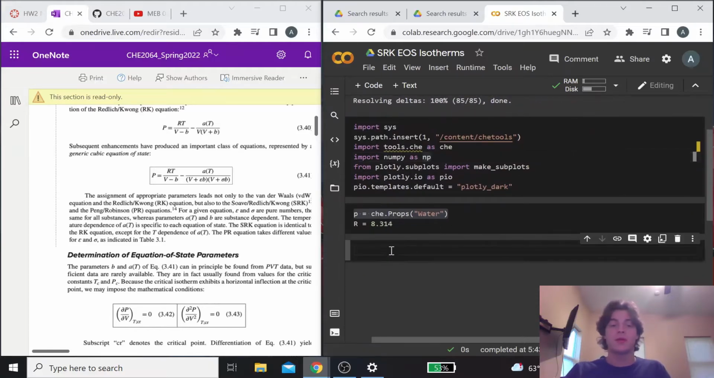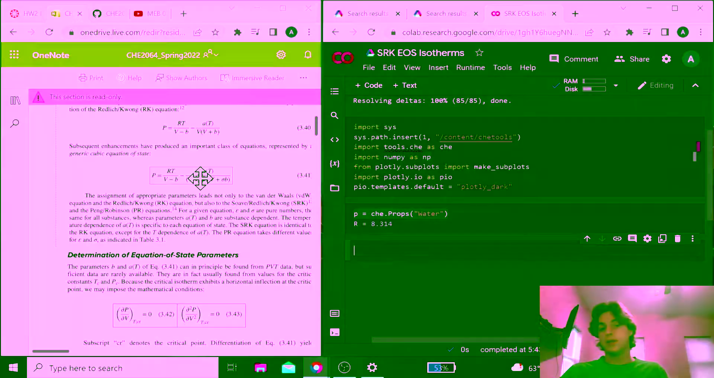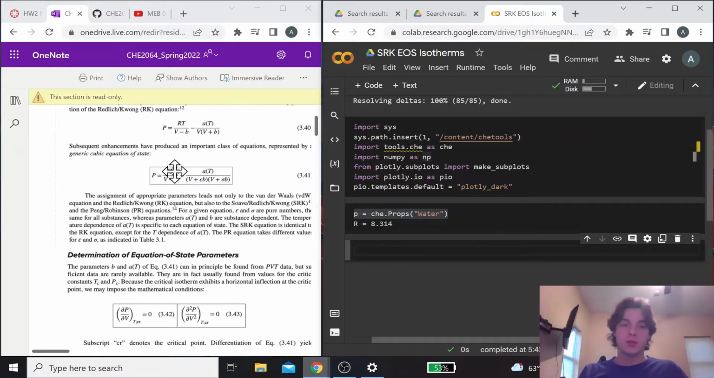So let's start. Here's our equation that we will eventually need to plot. We'll be holding temperature constant, and we'll input the specific volume, that'll be our independent variable, and pressure will be our dependent variable. So we need the constants B, which is the excluded volume, A, which is representative of the attractive force of those gas molecules, and epsilon and sigma.